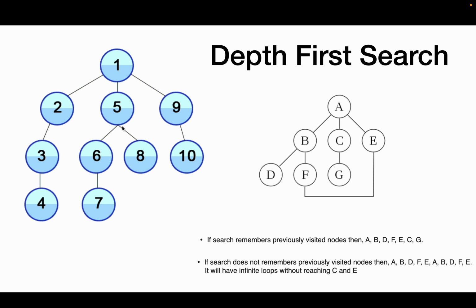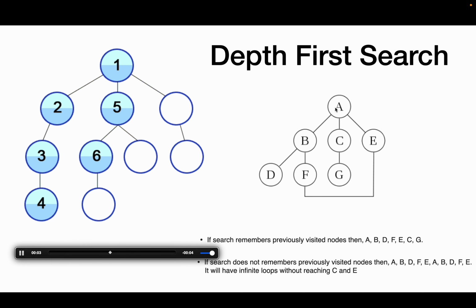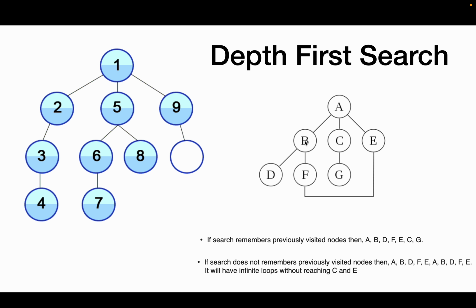Suppose you have a graph which is cyclic. DFS follows a different approach. For example, in this case, we can see node A generates node B, and we immediately pursue node D. D does not have any children, so it goes to the second child of B, which is F, and then it goes to the child of F, which is E.